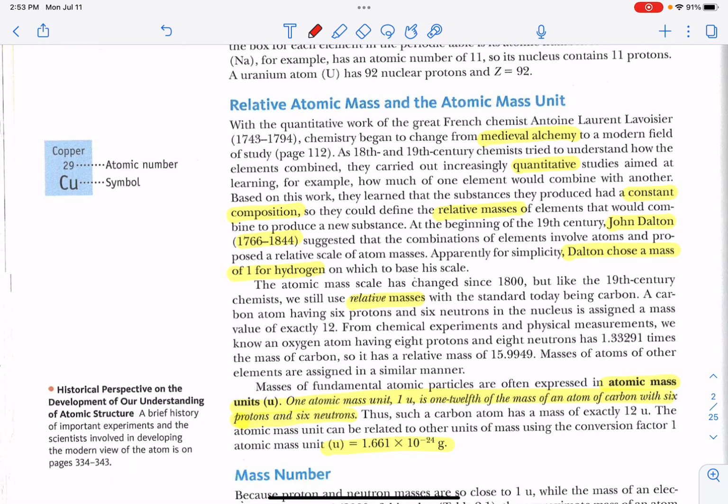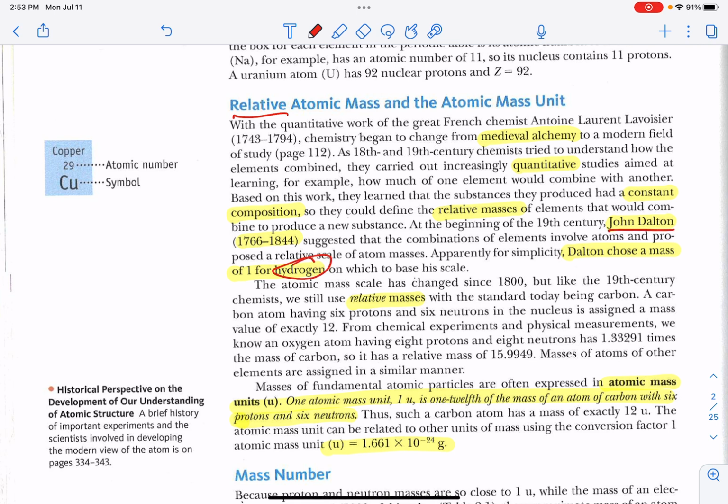Also, when we talk about atoms, we talk about a relative atomic mass. We're not talking about uncles and aunts and grandpas and grandmas. What we're talking about here, of course, is compared to some arbitrary standard, some atoms are going to have a greater mass or a lesser mass than that standard. And early on, the standard was hydrogen by John Dalton.